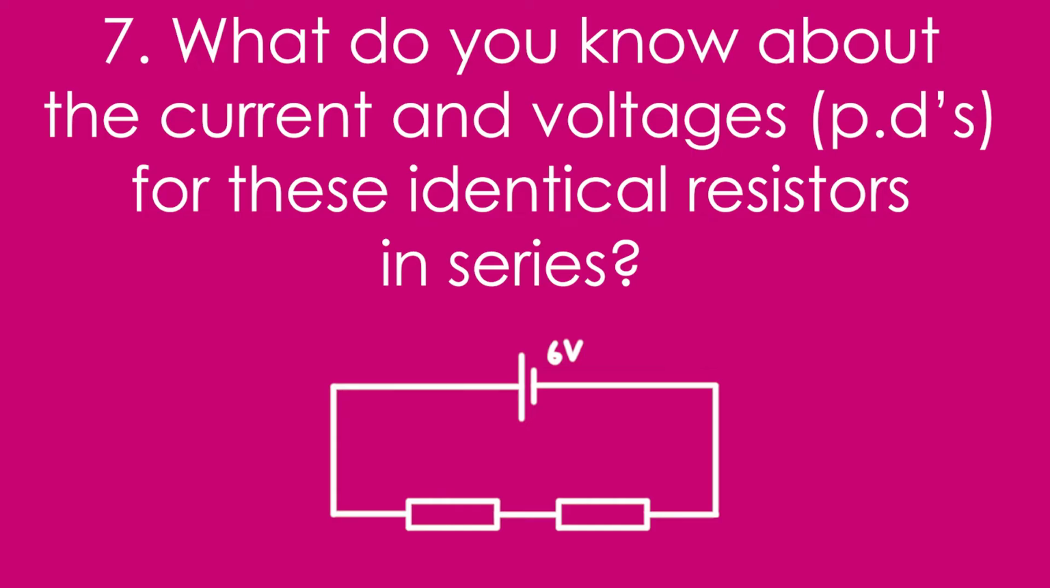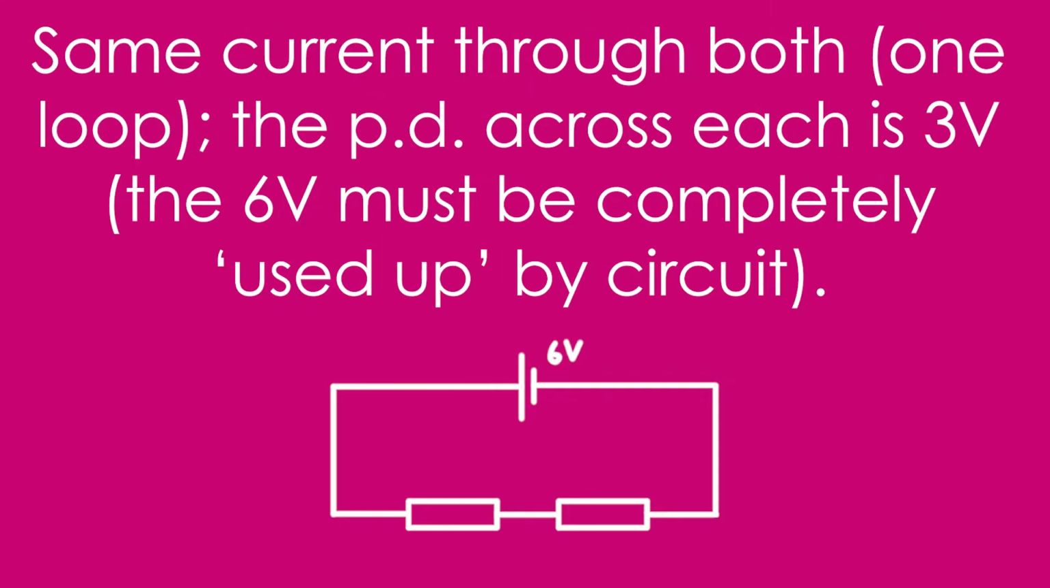7. What do you know about the current and PDs for these identical resistors in series? They must have the same current because it's just one loop, and the PD across each is 3 volts because the 6 volts must be completely used up by the circuit.